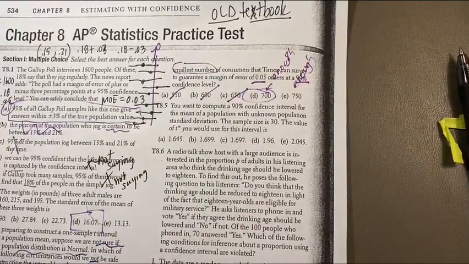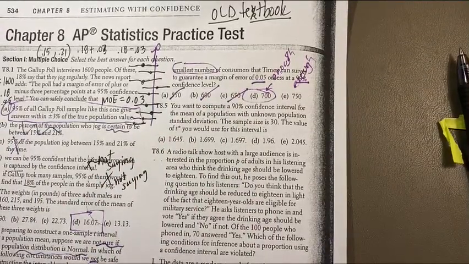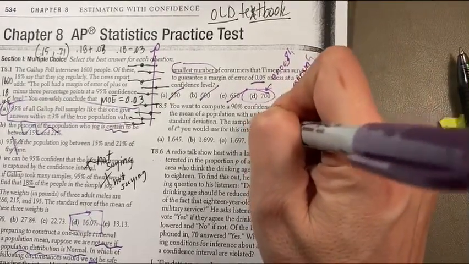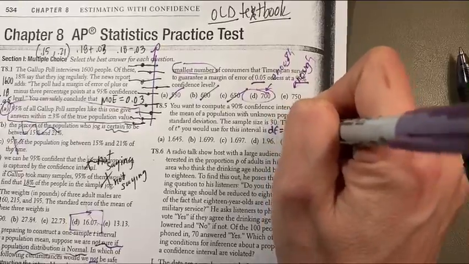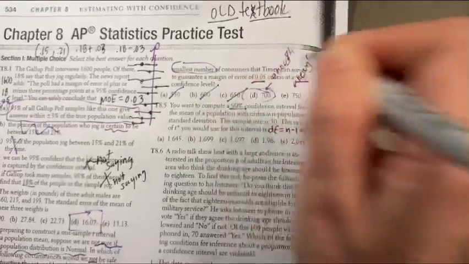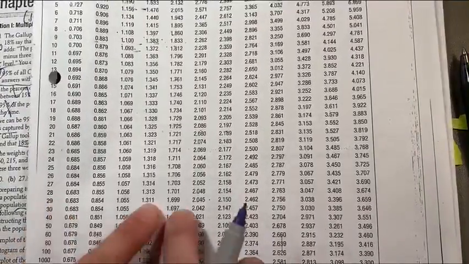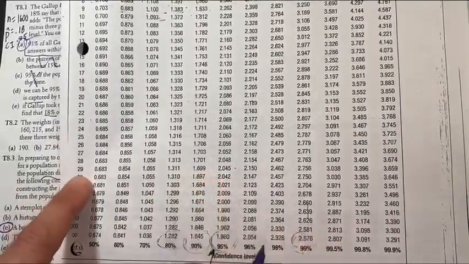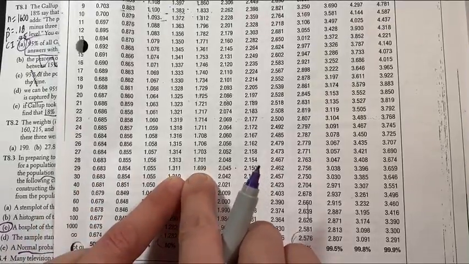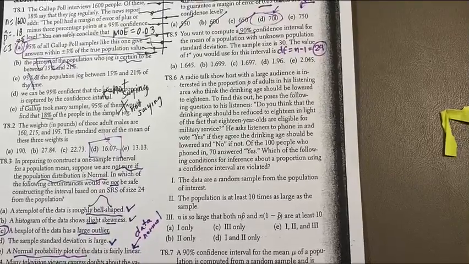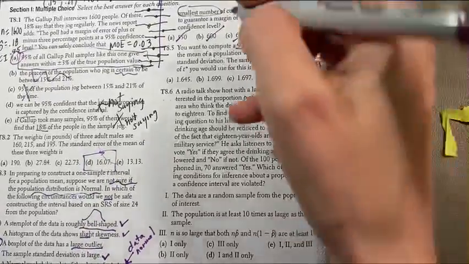All right. You want to compute a 90% confidence interval for a mean with an unknown population standard deviation. Your sample size is 30. What's the value of t? All right, so degrees of freedom is n minus 1. So degrees of freedom is 29, and it's 90. So I go 29, 90, zoom, and get 1.699.